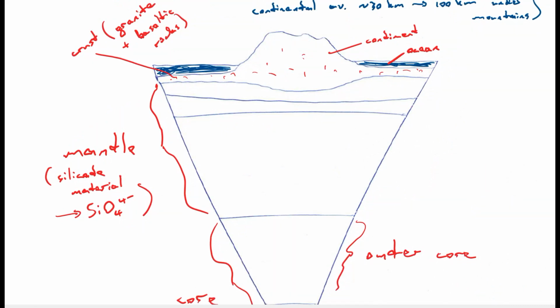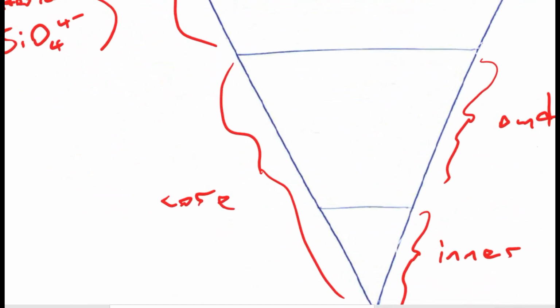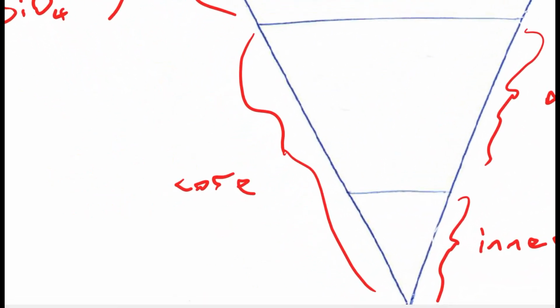We've got the crust, granite and basaltic rocks. The mantle is silicate material. What is the core? What's that composition all about? Well, this is actually mostly iron. The core is iron. When the planet formed, the heavy elements sank down because they're heavy and dense. They sank down to the middle of the planet. So the core is largely iron. It also has, well, we think, some nickel and sulfur. So iron with some nickel and sulfur.